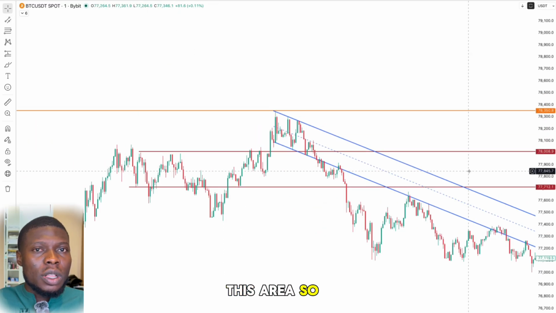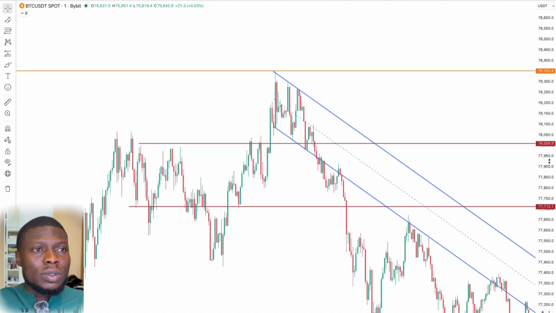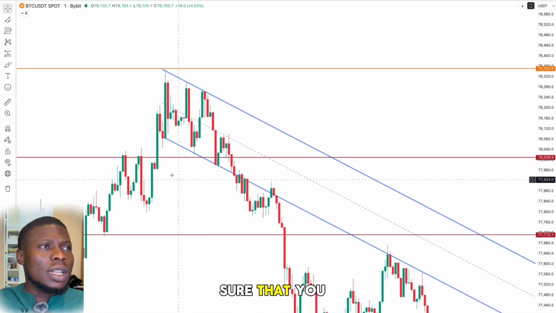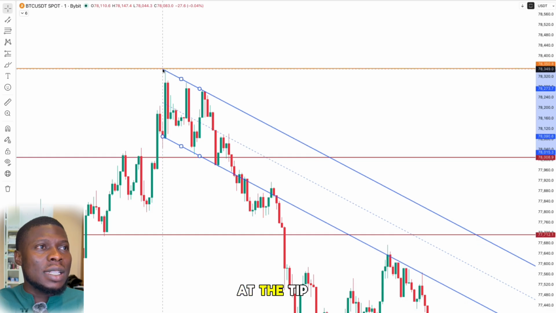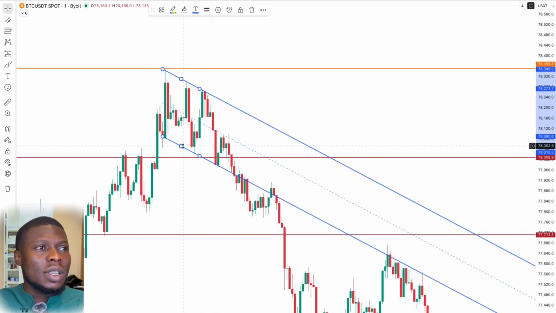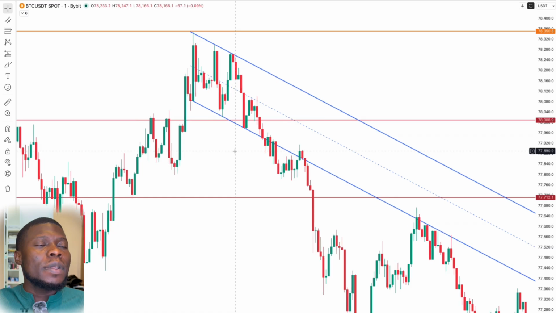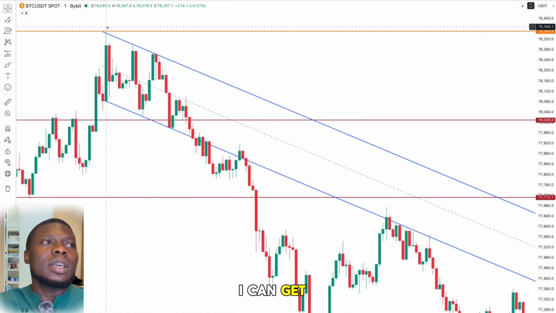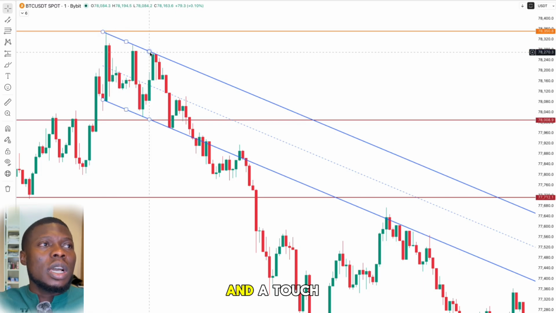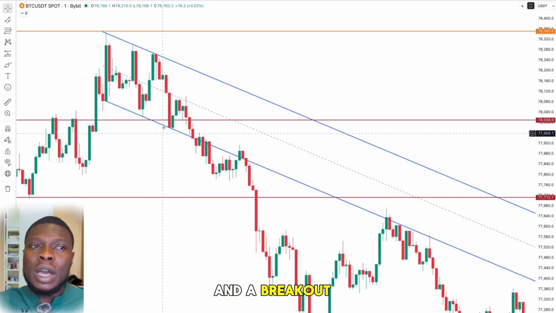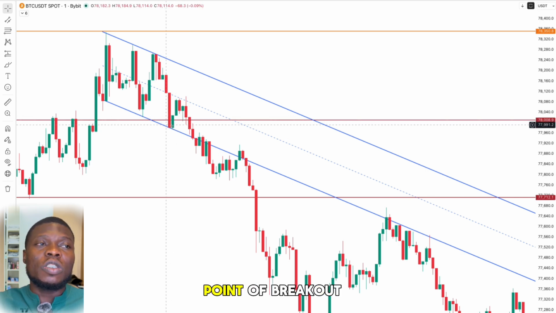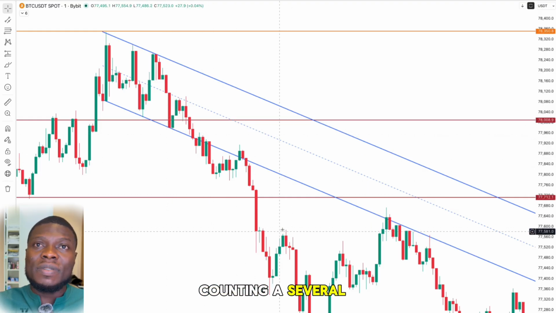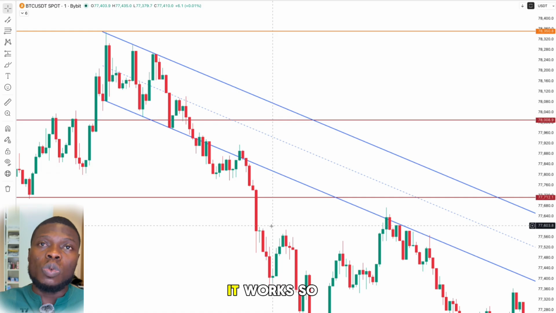So this is my 1 minute chart. So you make sure that you place this at the tip of this chart. So on my 1 minute, I can get a touch at this zone, and a touch at this zone, and a touch at this zone, and a breakout here. So from this point of breakout, I would start counting several chart patterns that form. That is how it works.